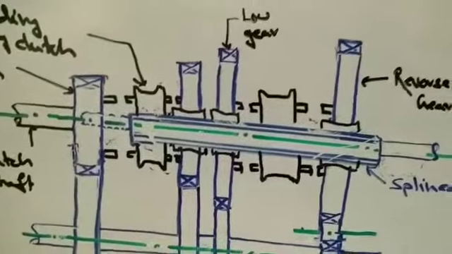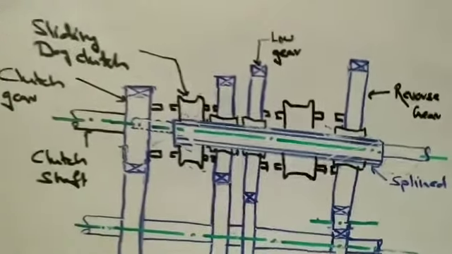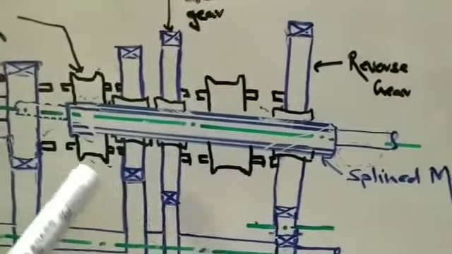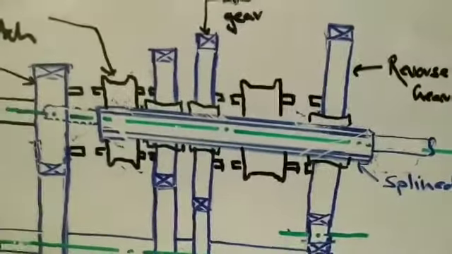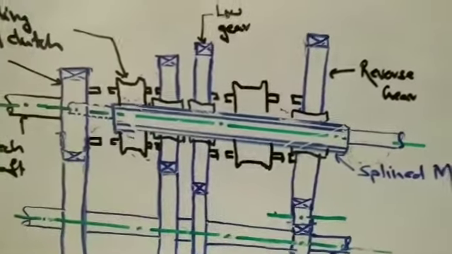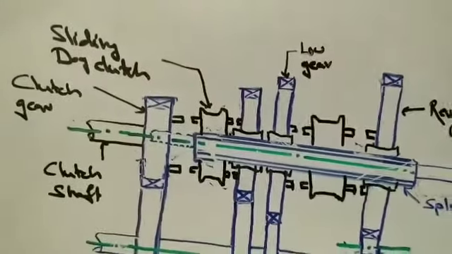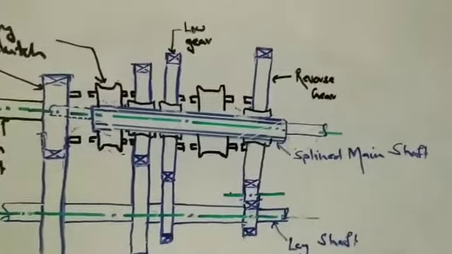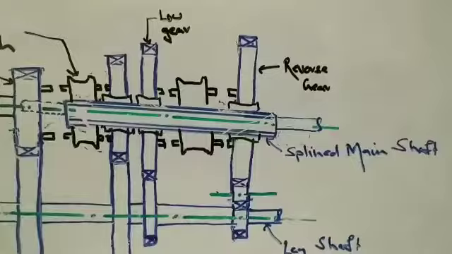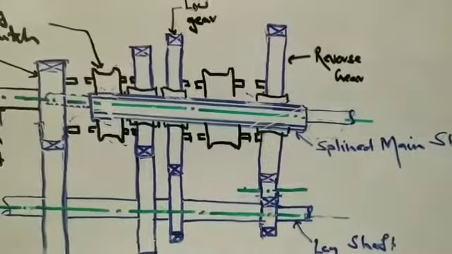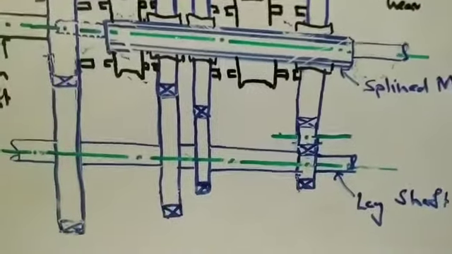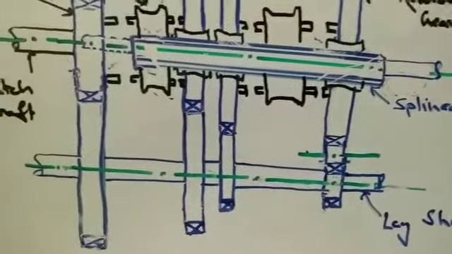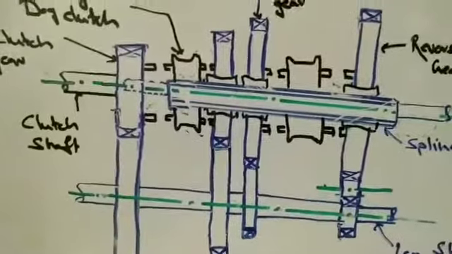Now, the function of the dog clutch is that, as it is fitted on the spline shaft, it can move left and right depending upon the requirement. You could see that all the gears on the main shaft are splined so that they could move freely, but the gears on the lay shaft are fixed and can't move freely. Now what happens when power flows?